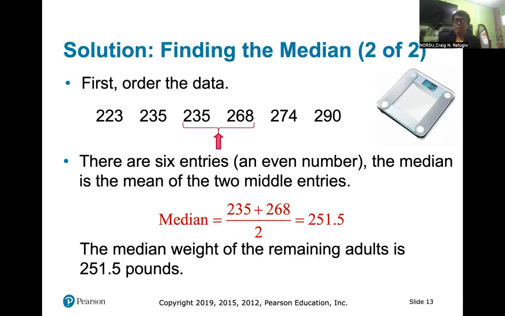And what does it mean in a deeper sense when we interpret the value of the median? So 50% of the total number of data have weights equal to 251.5 or lighter than 251.5 pounds. The other 50% have weights equal to 251.5 pounds or heavier than 251.5 pounds. So take note of that interpretation.